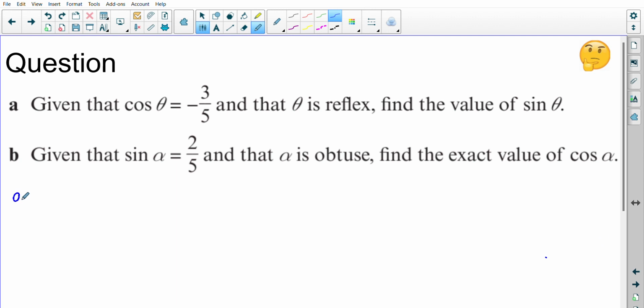So if I do part A, I'm going to do the exact same process. I'm going to draw a right angle triangle, use Pythagoras and a bit of trigonometry. I'm going to treat the angle as acute to begin with, and then I'm going to address the fact that the angle isn't acute. So in the first one, it's saying the angle is reflex, and I only need to find the value of sine theta. It should say exact value there. Most of these want exact values.